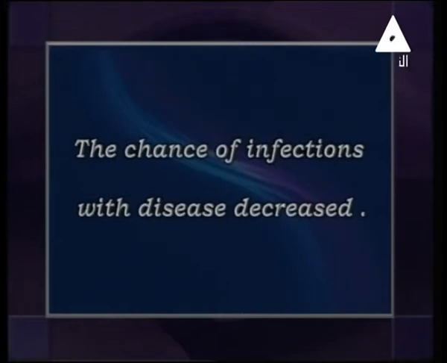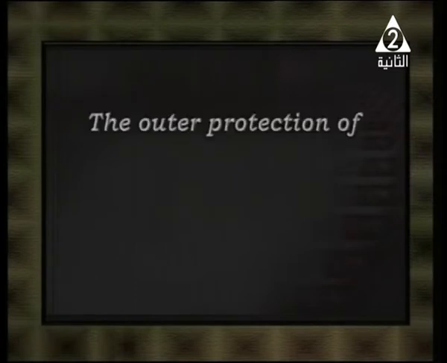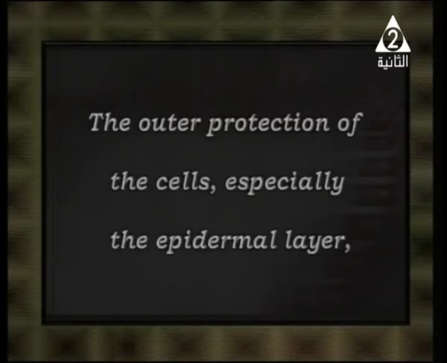So we have the structural immunity, as we said, the first line of defense, such as what? Such as the waxy layer, or some plants are covered with hairs and others are covered with thorns, to prevent what? To prevent pathogens from entering the plant. The cell wall, after the epidermal layer, is the outer protection of the cells, especially the epidermal layers.